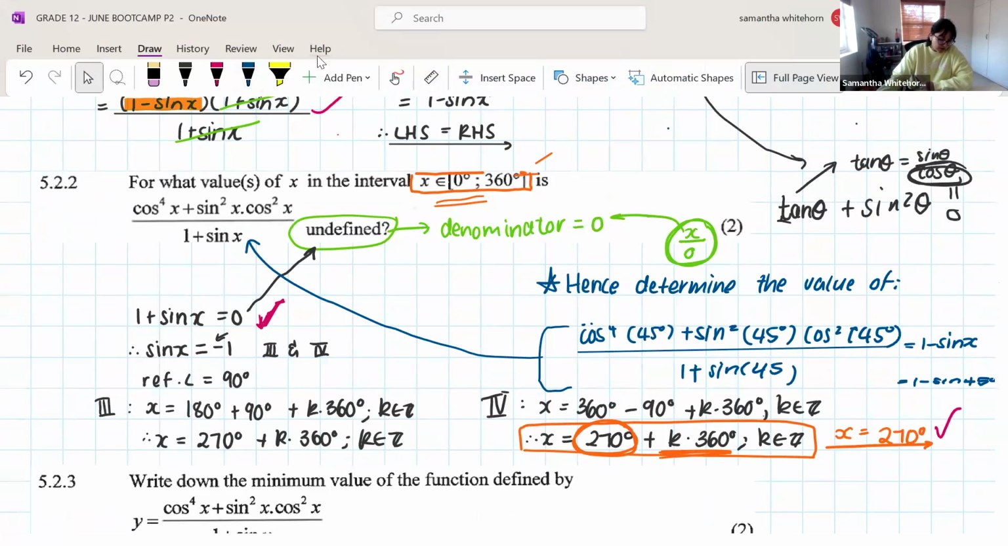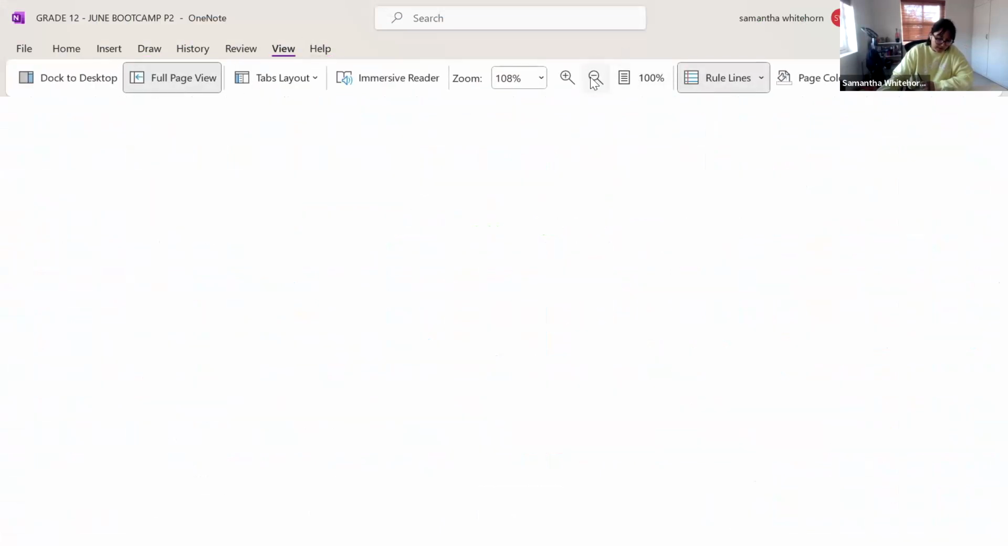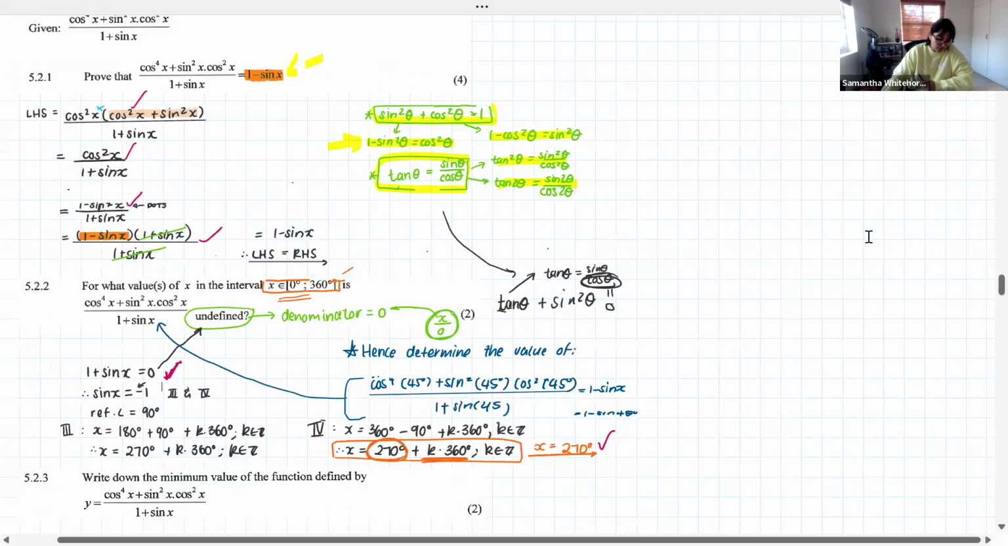Okay, I know there's another question here, but there's a fair amount that I've written down. So let's take a screenshot thus far, and then we'll move on to the third identity question that we have here.